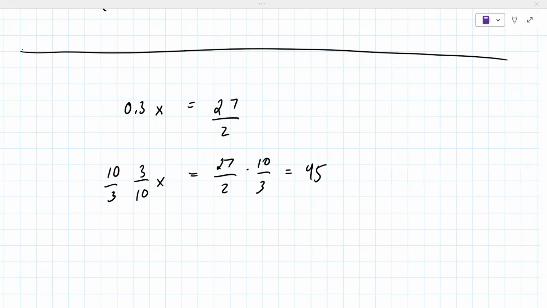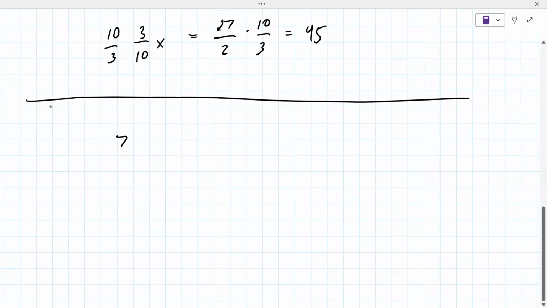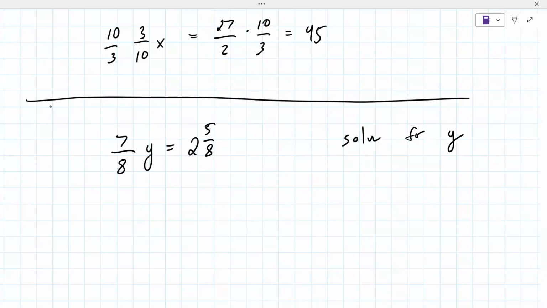All right. The problem is that a lot of these aren't going to be difficult enough for what you're doing. Let's try another one here. Let's say it's 7/8 y equals 2 5/8. y equals 3.